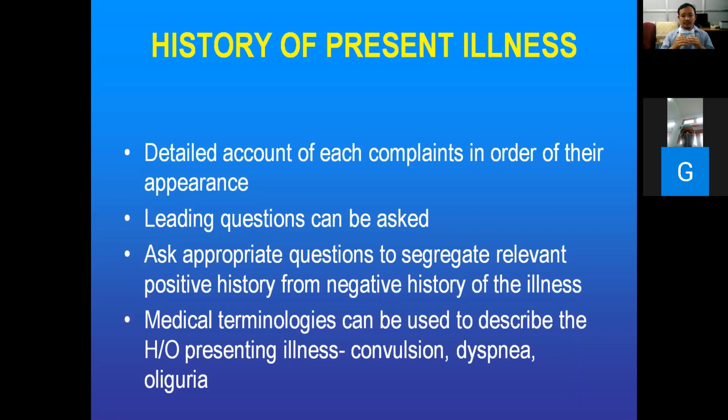Medical terminologies can be used at this juncture to describe the history of present illness, like convulsion, dyspnea, oliguria. So today we are not going into each system; we are giving the principles of history taking. History taking and clinical examination of each system will be dealt with when we meet in our clinical sessions with the patient, with the case.